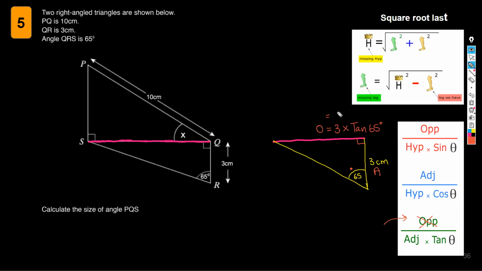And I'm getting roughly 6.433 or something like that. But let's go to 2 decimal places. So we know this pink line is 6.43.